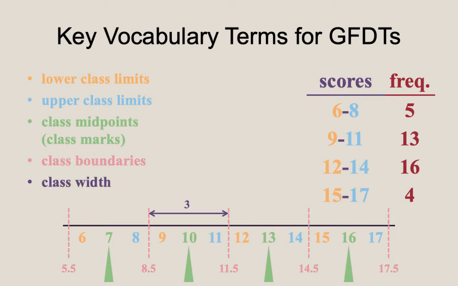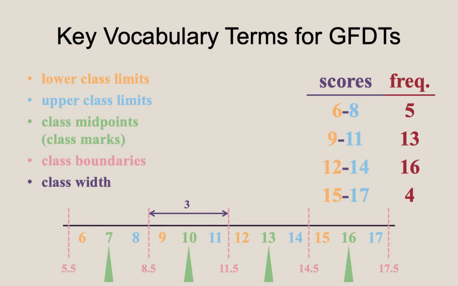Now let's introduce the most important term for GFDTs, the class width. The class width can be formally defined as the distance between any two consecutive class boundaries. As is indicated here, we see that the class width is 3, the distance between 8.5 and 11.5. And it is the same distance between any pair of class boundaries.